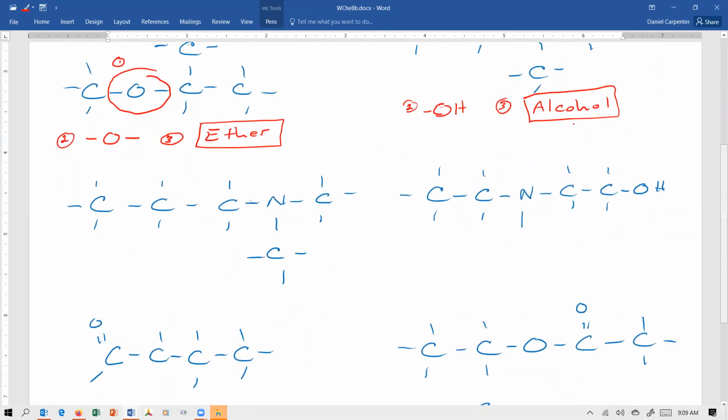Questions? Okay, moving to the next one. What's not the regular C and H? It's that N right there. So that's circle. Number 2, state, an N only, and an N only would make this an amine.